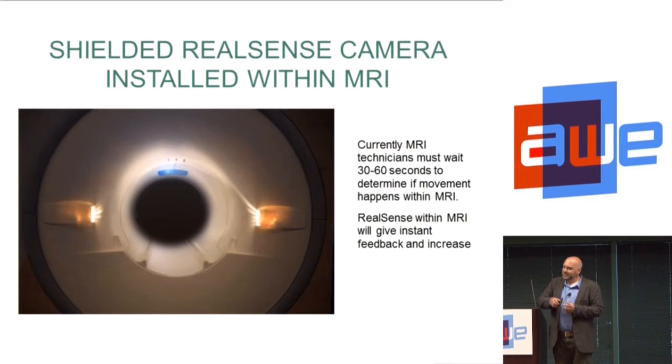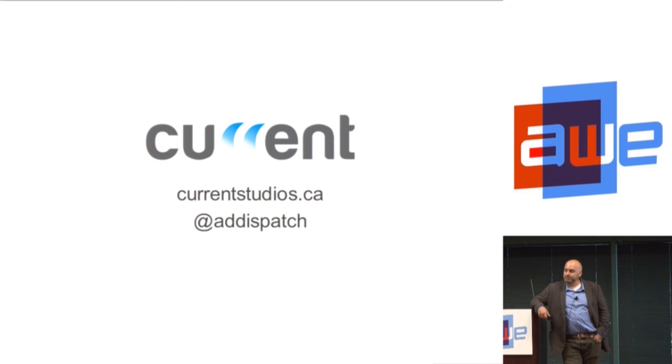The ultimate goal would be to put a RealSense camera, shielded obviously, within the actual MRI chamber, because right now what happens is a technician running an exam has to wait 30 seconds, 60 seconds, 90 seconds, even 120 seconds after an exam has taken place to determine whether the child moved or not. With a RealSense camera in there, we can give them instant, real-time feedback, so that they can stop their scan, restart it, and save an enormous amount of time within the child's time in the MRI itself. That's it. Any questions?